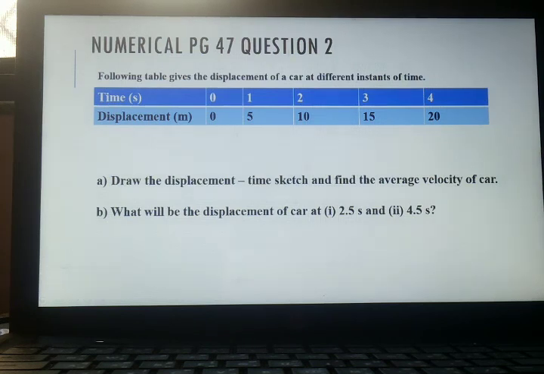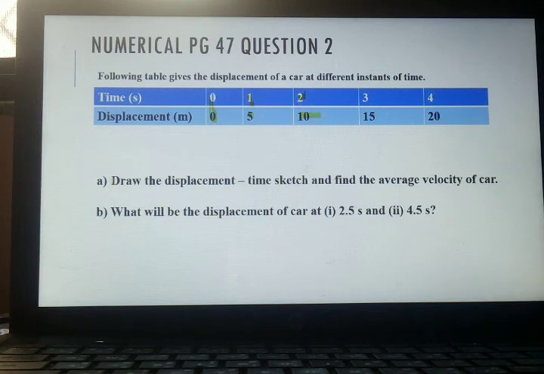Over here, the second problem has been given. Displacement of the car at different instants has been given. When time was 0, displacement was 0. When time is 1 second, displacement is 5. At 2 seconds, displacement is 10, at 3 it is 15, at 4 it is 20.